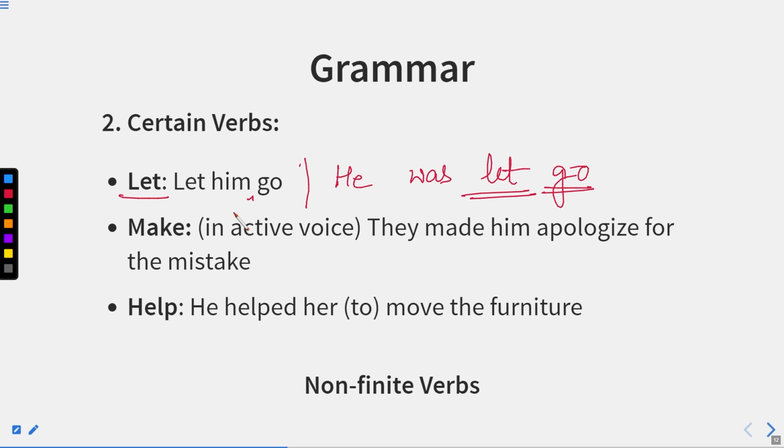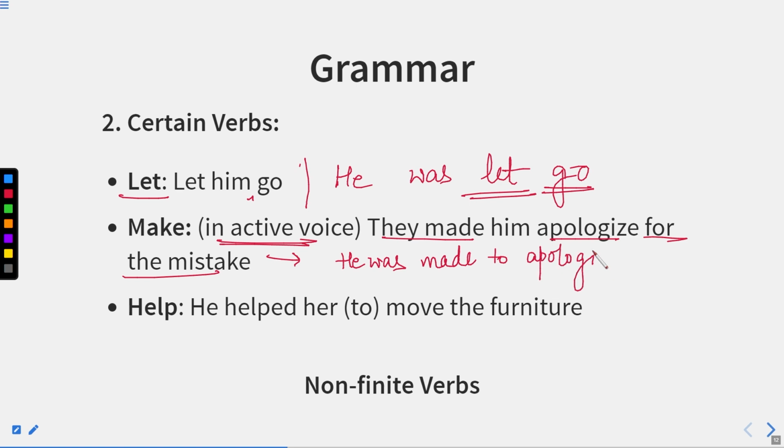But in case of make, it changes. In active voice, for the word make: they made him apologize for this mistake. This is an active sentence. But if I make this sentence in passive voice, it will be with to. The sentence will be: he was made to apologize. That will be the passive sentence of this.